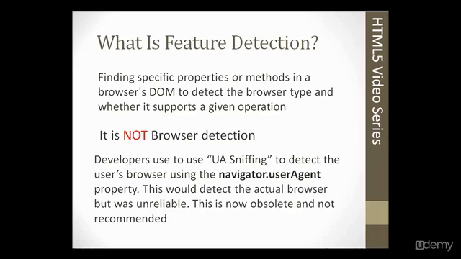It uses the DOM. Feature detection is not browser detection. They used to use the navigator object. They'd check the navigator object and the user agent property to find out the exact browser that the user was using, not the feature itself. And this is very unreliable, which is why it's not recommended anymore. We have much better ways of doing that, which we're going to go through right now.